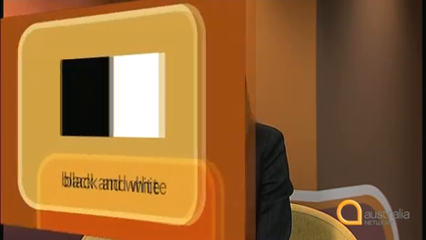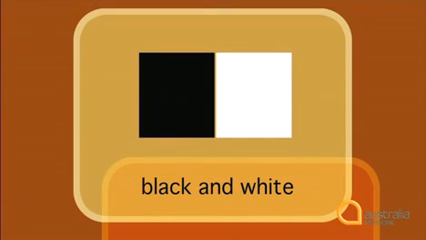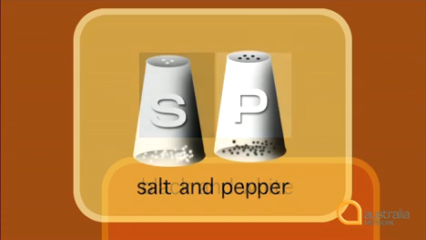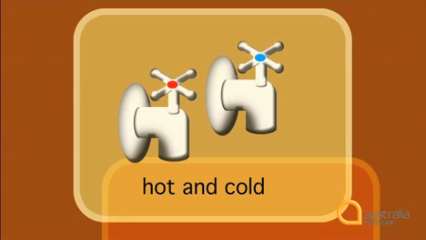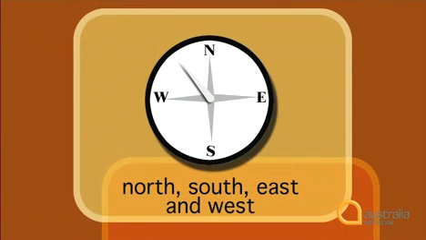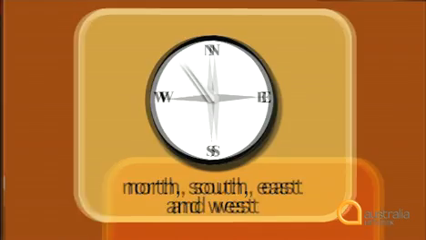Collocations are not just about the words that go together, but also the order they go in. We always say black and white, not white and black. We say salt and pepper, and hot and cold. Another important collocation is the way we say directions. English speakers always say north, south, east, and west in that order.